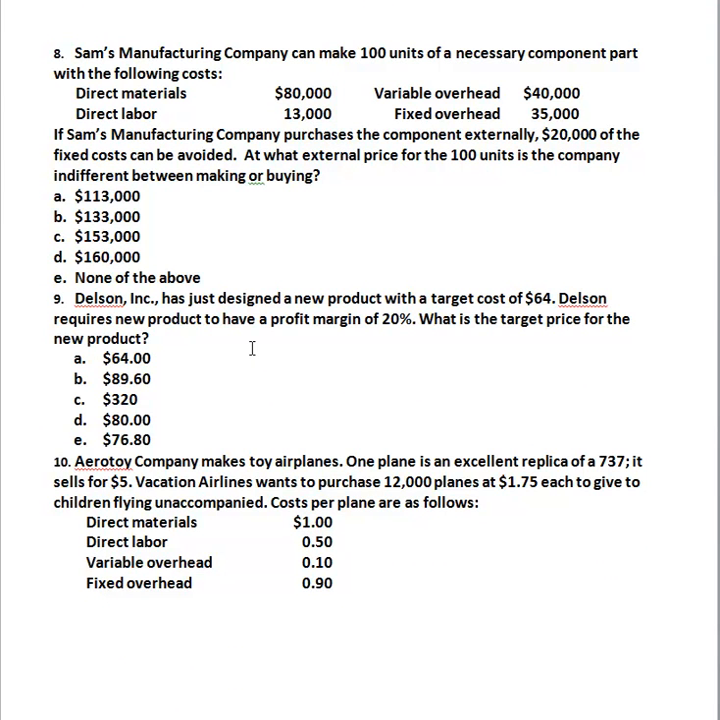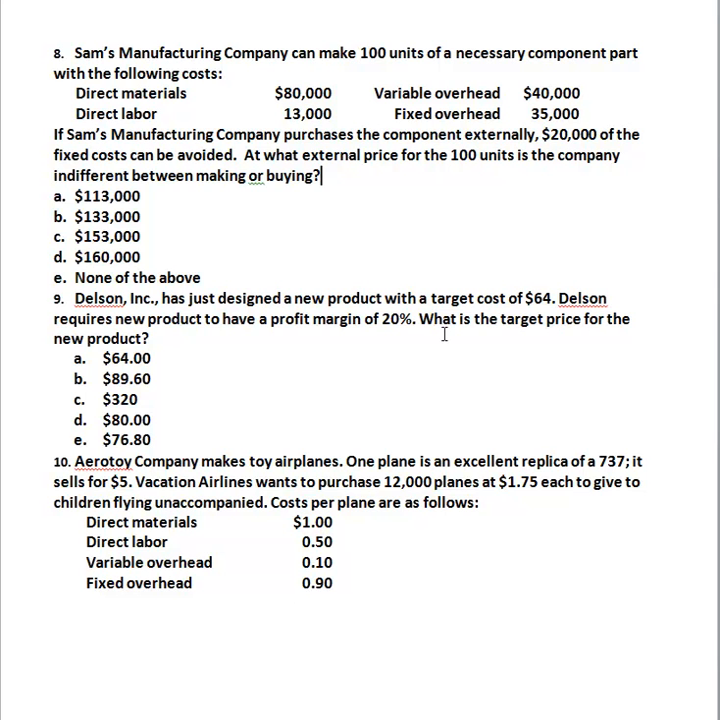Number 8, again, is a make or buy question. It says we can make 100 units of the necessary component. We could purchase it externally. $2,000 of the fixed cost can be avoided. That means that $20,000 out of the 35 is relevant. So it says, at what external price for the 100 units is the company indifferent between making or buying.